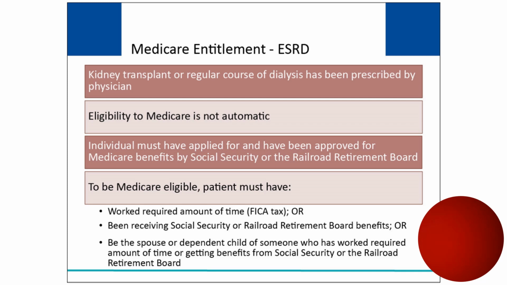These individuals must have applied for Medicare benefits and been approved for Medicare coverage by Social Security or the Railroad Retirement Board. To be eligible for Medicare, the patient must have worked long enough under Social Security or Railroad Retirement, been receiving or eligible for Social Security or Railroad Retirement Board benefits, or be the spouse or dependent of a person who has worked the required amount of time, or who is receiving benefits from Social Security or the Railroad Retirement Board.